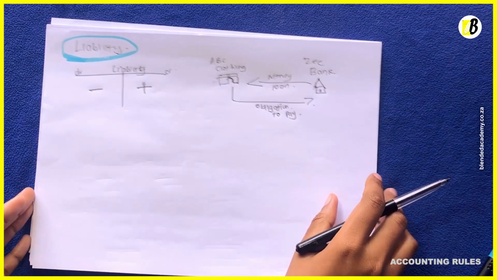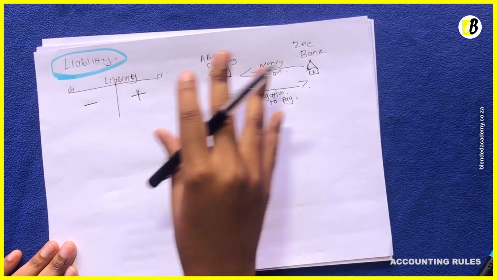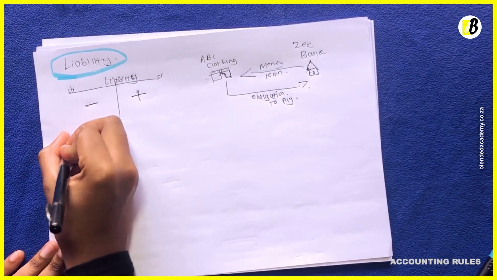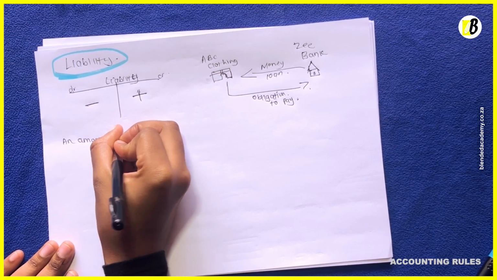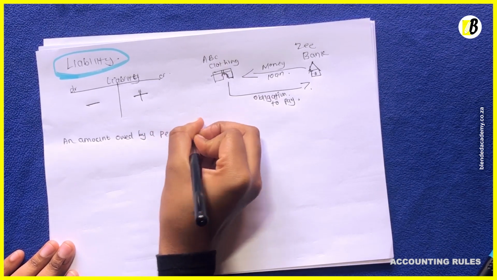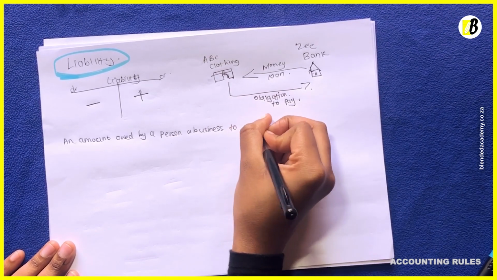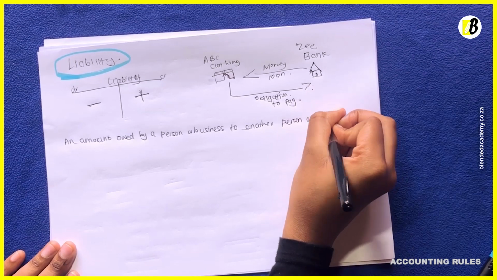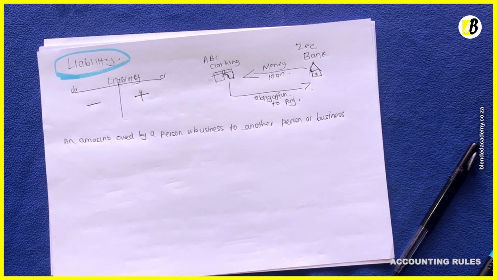So now let's go to the definition of liability and then apply this example and check if this example qualifies as liability. Liability is said to be an amount owed by a person or business to another person or business.